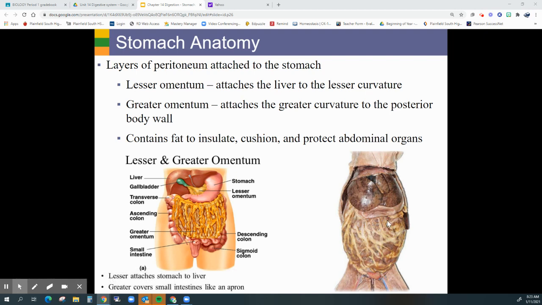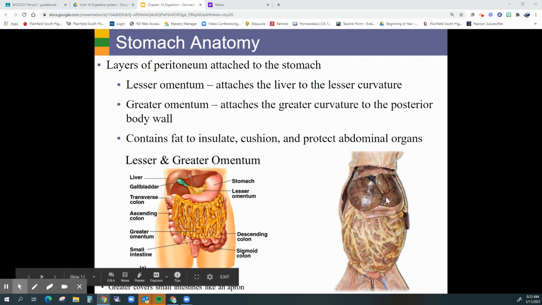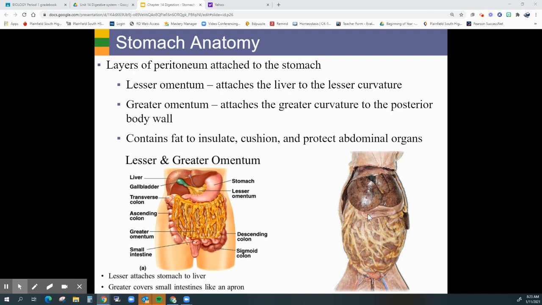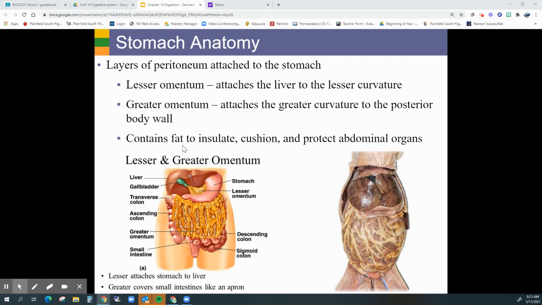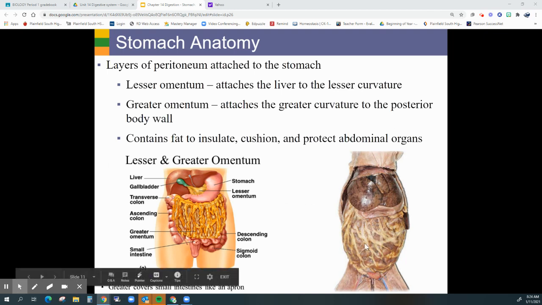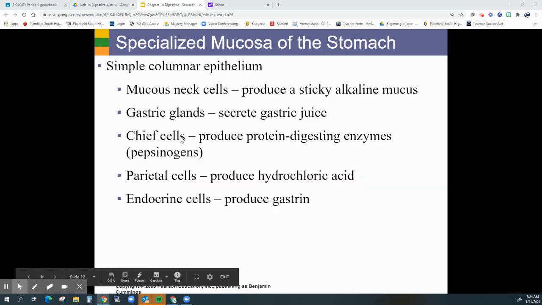When we dissect the cats, this is what it looks like. Again, you've got the liver up here. This is the stomach, which looks like a deflated balloon just below it. And then this is the greater omentum. It's a curtain of fat that sits over the top and holds all the abdominal organs together. It's really there to help with insulation as well as cushioning and protecting those abdominal organs. There are no bone structures over the top of this, so it needs a little more protection, and that's one of the reasons it's there.